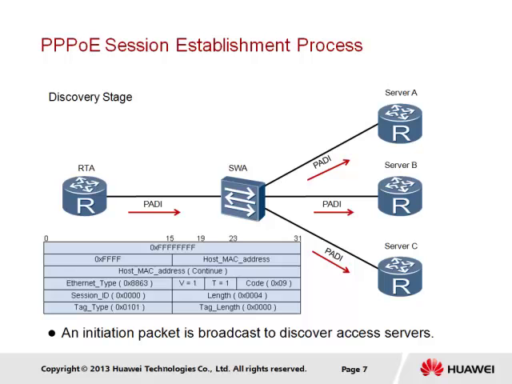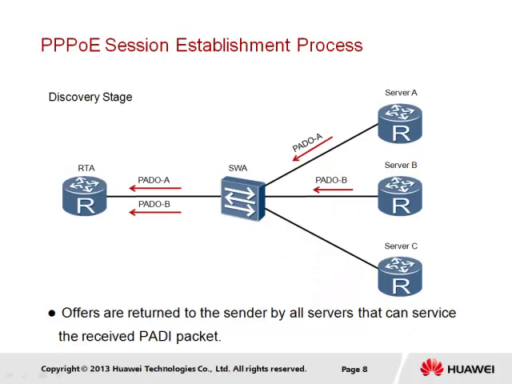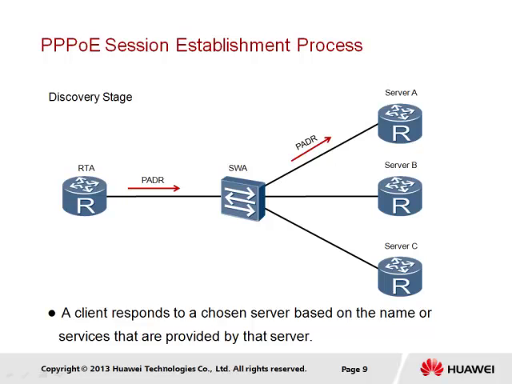Receiving servers will make a comparison of the requested services to the services that they can provide. For those servers that are able to support the services required, a PPPoE Active Discovery Offer, or PADO packet is generated and returned to the sender of the PADI packet, which in this case is RTA. In this instance, multiple offers are received by RTA. The PADO will be received by RTA and one of these servers chosen based on either the server name or the services that are being offered, to which a PPPoE Active Discovery Request, or PADR packet is sent as a unicast to the selected server, which in this case is server A.